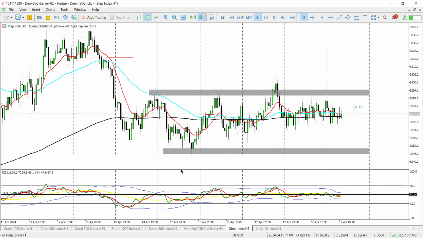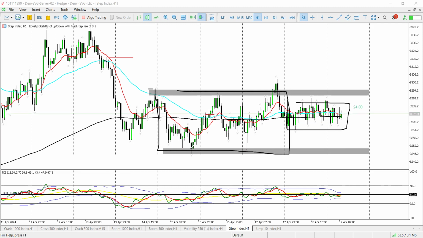Those who don't know the definition of a choppy market, this is it. There's no direction here. This one, we were ranging. This is a ranging market because we're coming from this low to this high to this low to this high. Then from here, we started being choppy, no direction at all. So until we exit this area, no trades on step index.